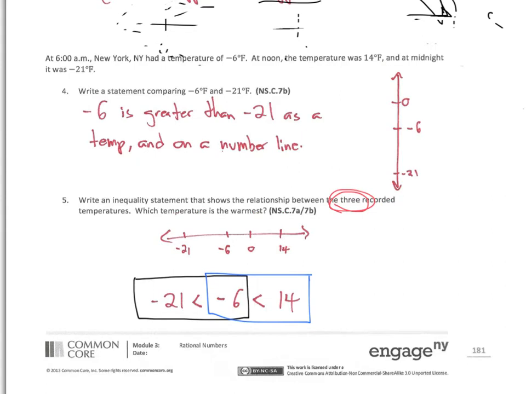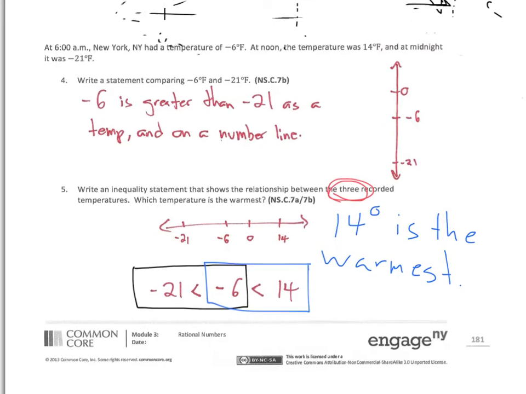Okay, and then it said which temperature is the warmest. So the warmest would be 14 degrees. It is the warmest, because that's the greatest temperature. Okay, moving on.